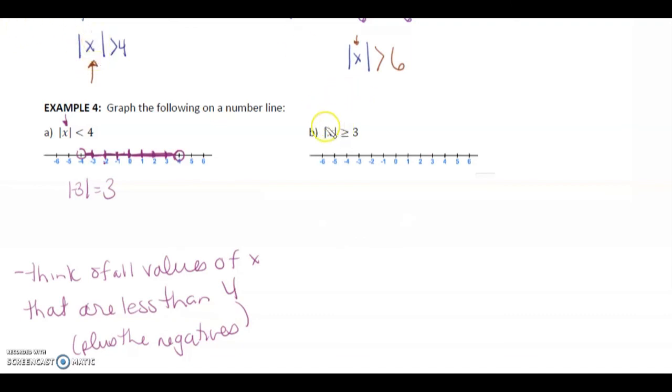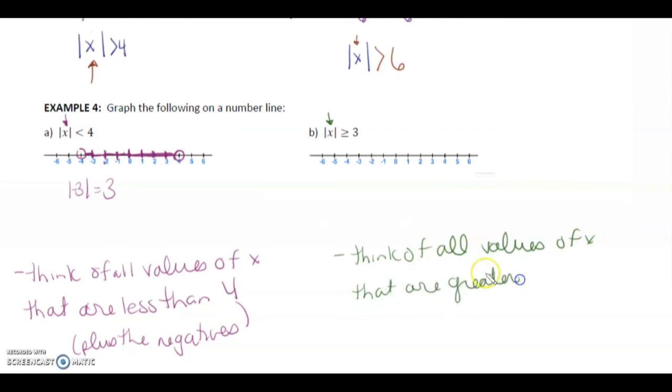Okay, and then what values can we sub in for x? So when is the absolute value of x greater than or equal to 3? For this one, we're going to think of all values of x that are greater than 3, and then obviously plus the negatives.